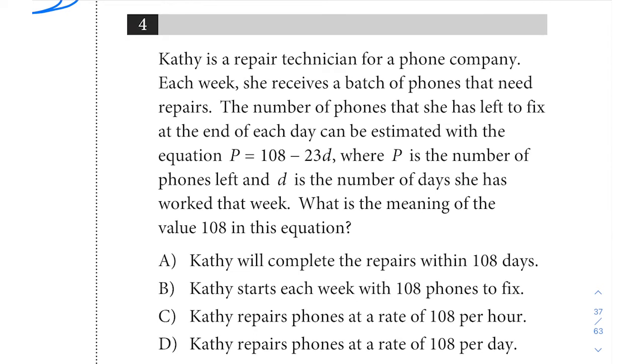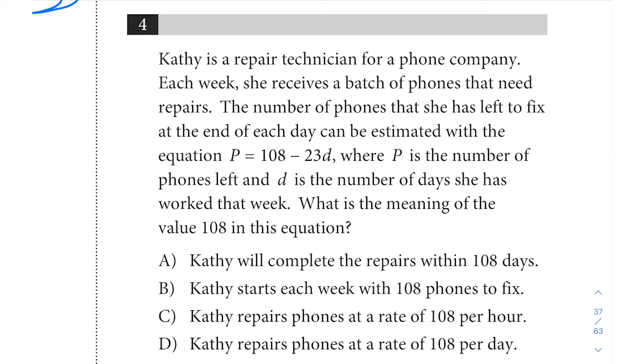This is a long one, so let's read through this. Kathy is a repair technician for a phone company. Each week she receives a batch of phones that need repairs. The number of phones that she has left to fix at the end of each day can be estimated with the equation P equals 108 minus 23D, where P is the number of phones left and D is the number of days she has worked that week. What is the meaning of the value 108 in this equation?